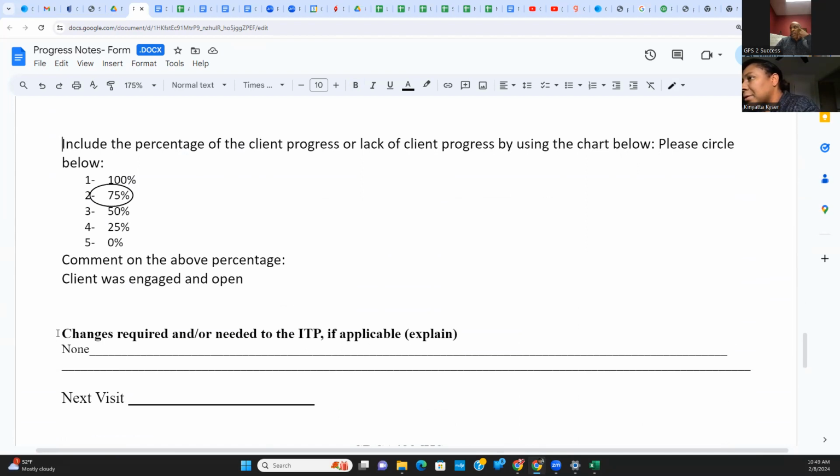And it said include the percentage of the client's progress or lack of client progress by using the chart below. So if you think they're working on it, they're at like 75%. I would say that. Okay. Client was engaged and open. Got it. Okay.